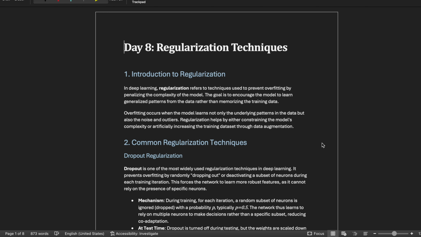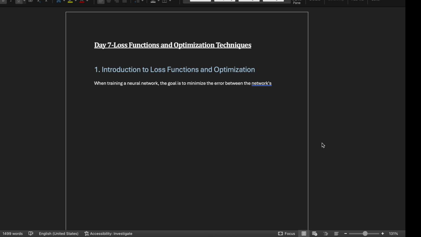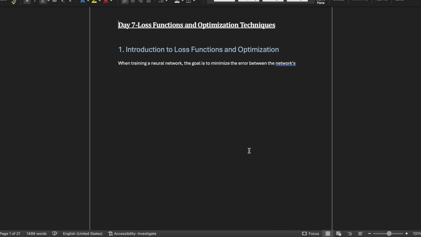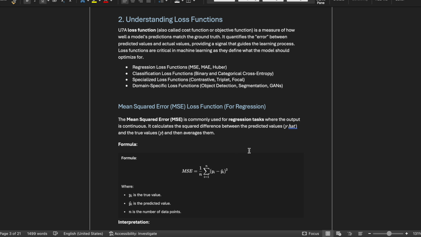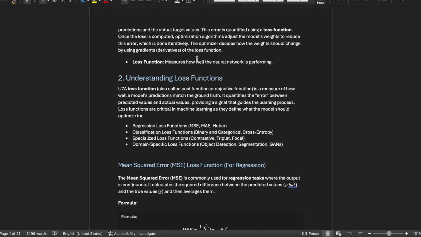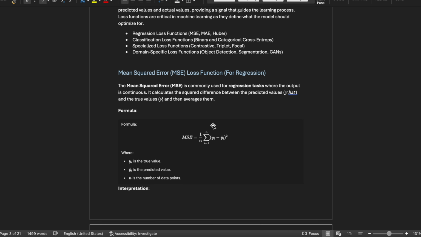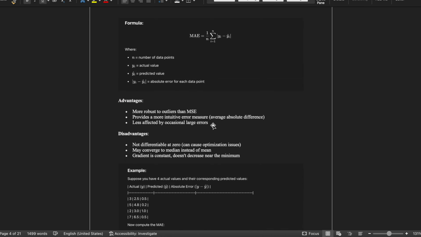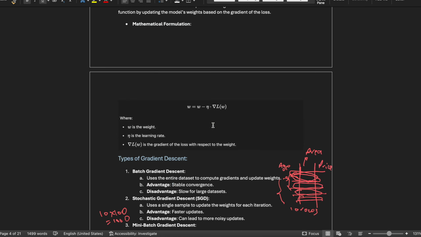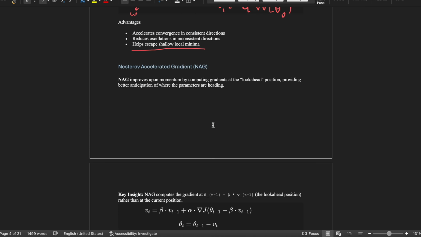So if I just show you what we have covered till now. In the last lecture we already covered loss functions and optimization techniques. We divided it into lecture parts to cover loss functions and optimization techniques separately. We already covered the mean square error loss function and MAE. Some of the loss functions we will be covering when we encounter them in our journey of deep learning.